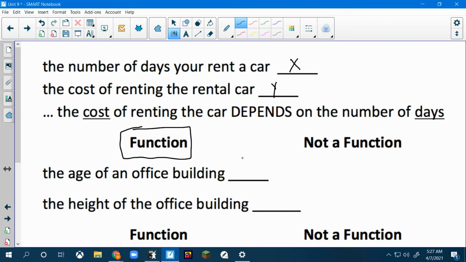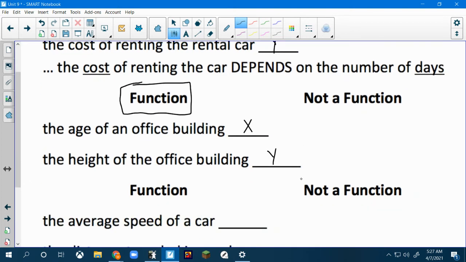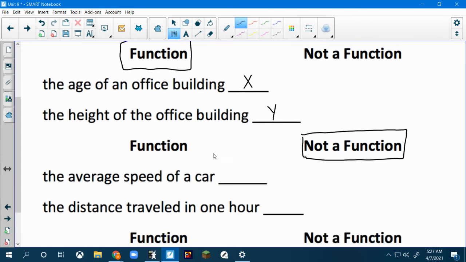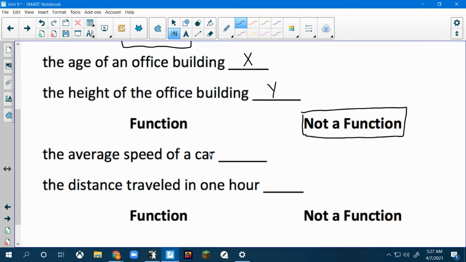The age of an office building, the height of an office building, is that a function? No, it is not a function. I can have a building that's 10 years old. I can have a building that's 15 years old. They can both be 40 feet tall. It doesn't matter the age. That is not a function. That has some inputs, might have 2 outputs.